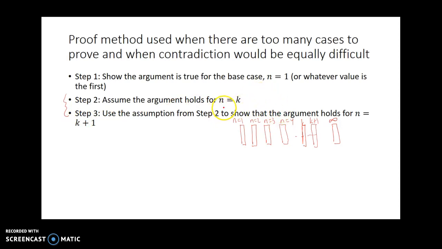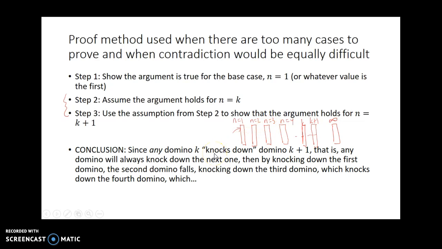The first one shows me that I've got to start somewhere. So if I know that every domino knocks down the next domino, and I start with n equals 1, then that will tip over n equals 2, n equals 3, n equals 4, and so on. Okay, so to actually implement this, this is the idea. Since any domino k knocks down domino k plus 1, the next domino in the sequence, any domino will always knock down the next one. Then by knocking down the first domino, the second domino falls, which knocks down the third domino, which knocks down the fourth domino, and so on. Forever and ever, we can continue to cover all our cases that way.